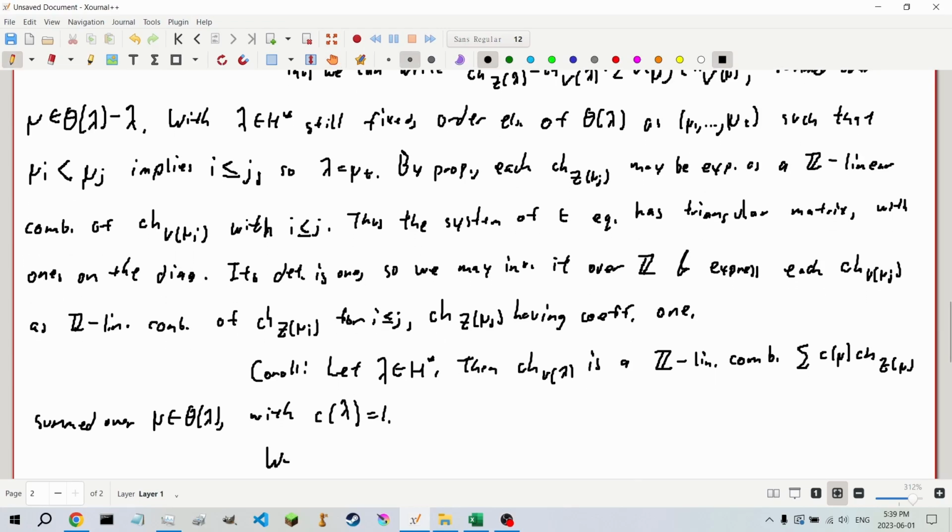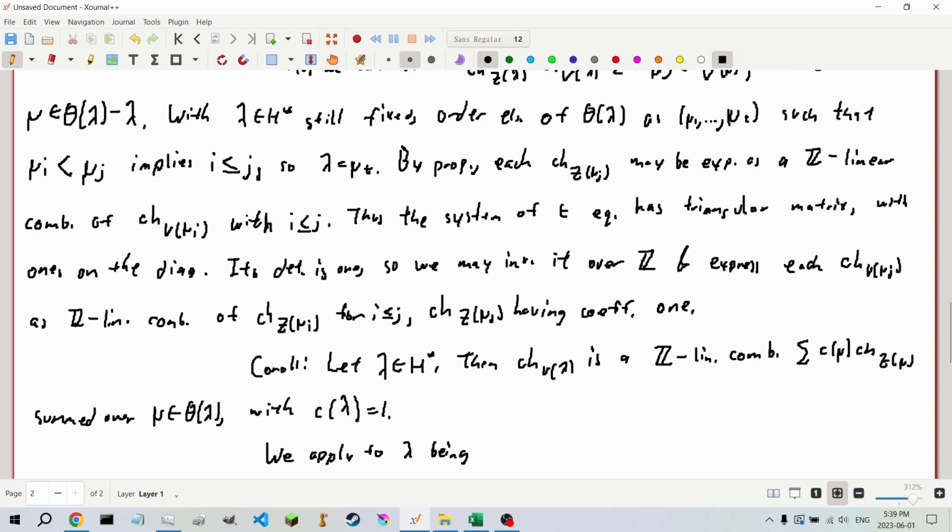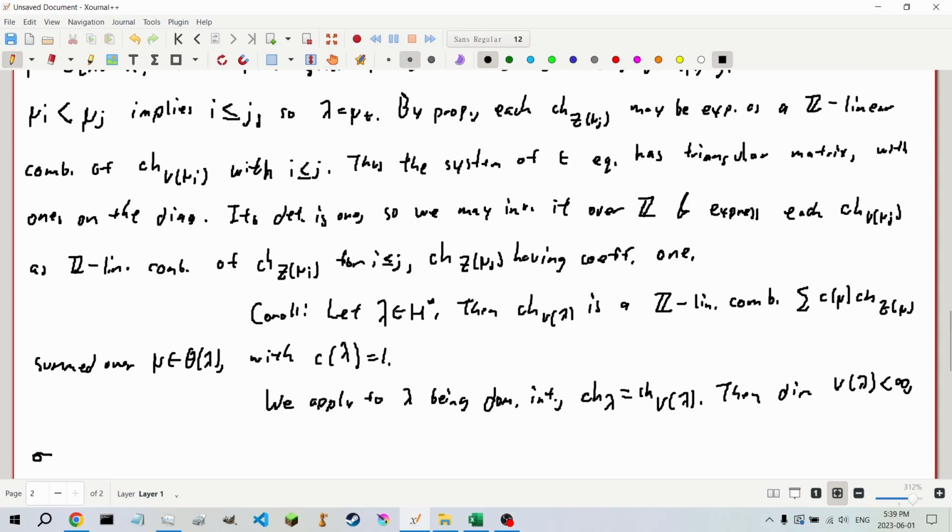And we apply this to lambda being dominant integral, with of course the formal character of lambda being the formal character of v of lambda. Then the dimension of v lambda is finite, and sigma of the character of lambda is just the character of lambda for all sigma in the Weyl group. We've seen that already.